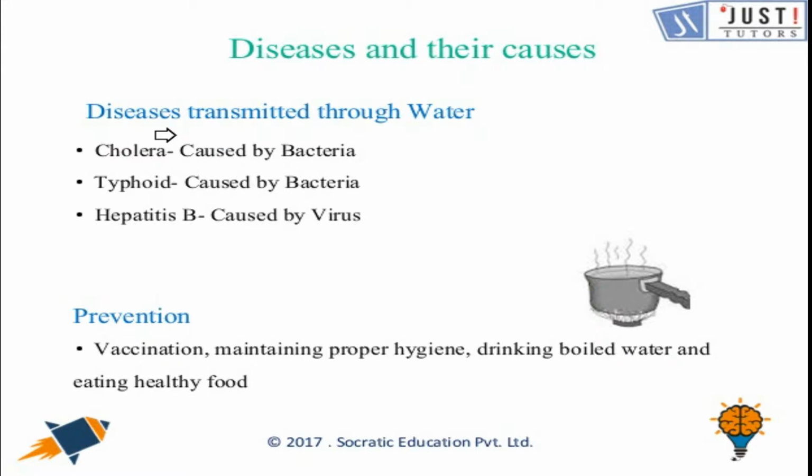Then we have the diseases that are spread through water, that is cholera, typhoid, and hepatitis B. For hepatitis B, the major prevention methods are vaccination and drinking boiled water. For diseases spread through water, prevention is to maintain proper hygiene, drink boiled water, eat healthy food, and keep your surroundings neat and tidy.